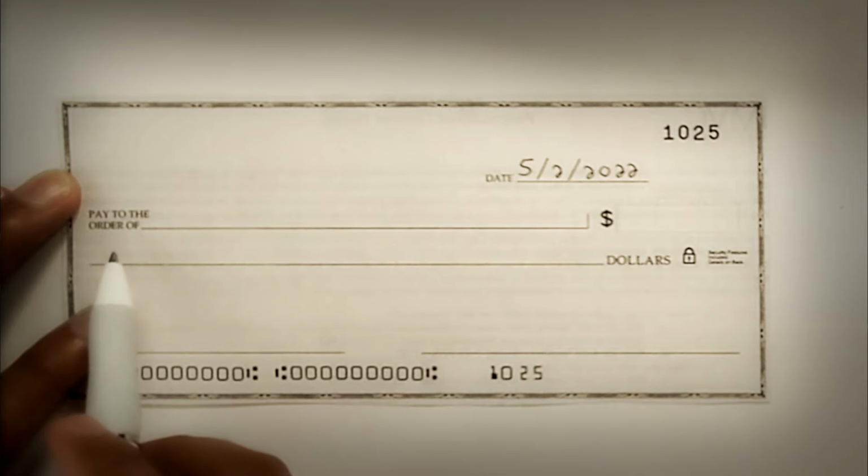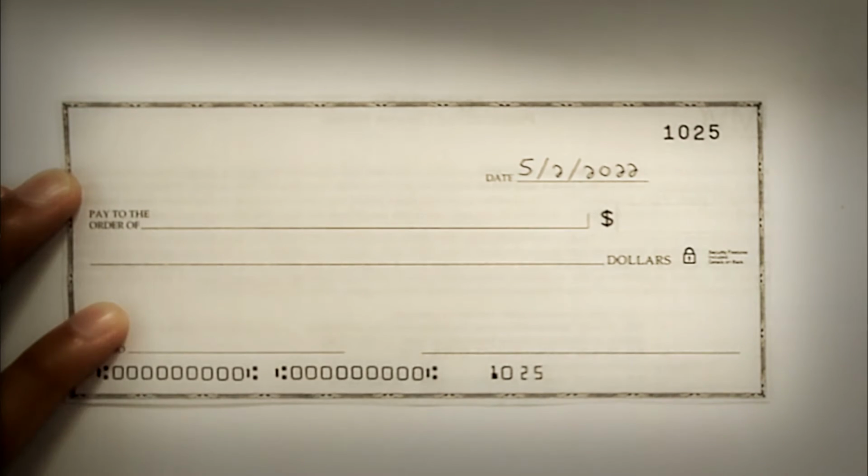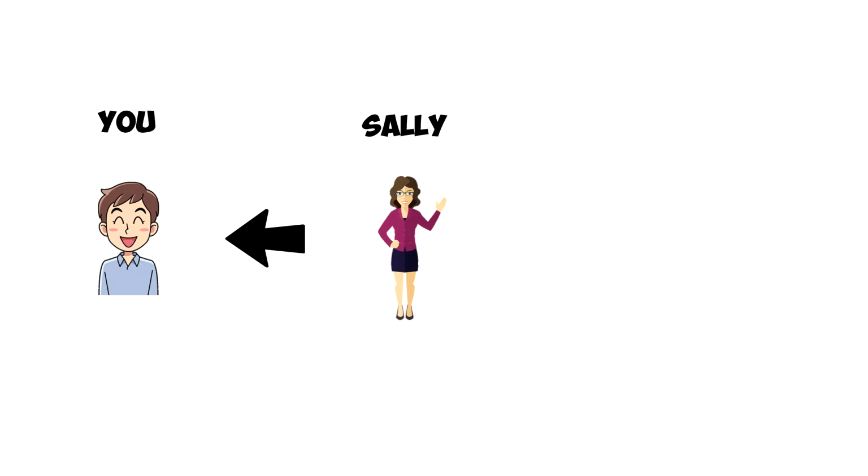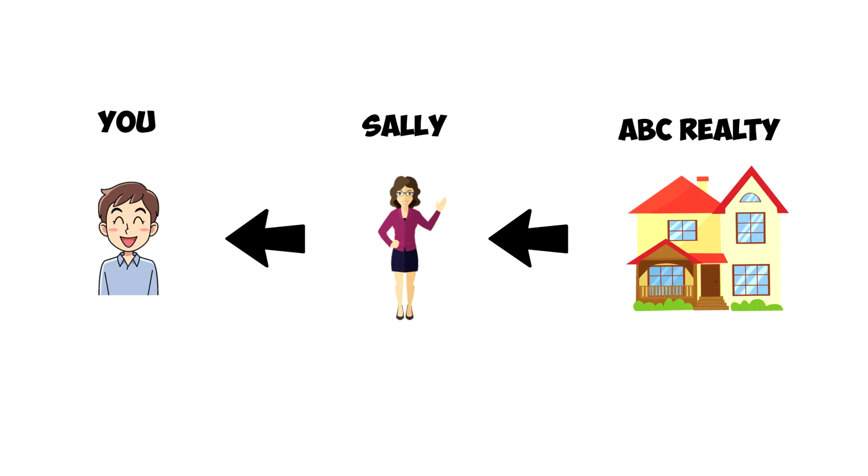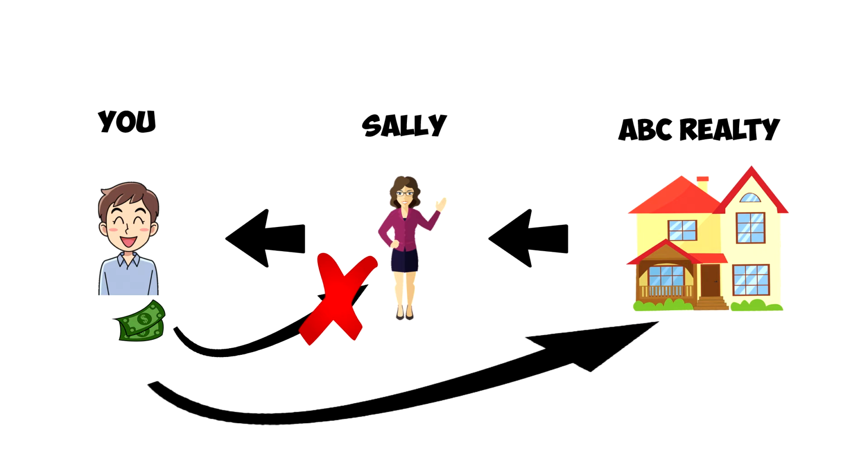Now under pay to the order of, you want to be sure to put the name or the entity this is for. Note that I said entity. This is very important because in most cases, you want to make sure that you are paying the proper party. Let's say, for example, you're working with a realtor, Sally, and they work for a realty company called ABC Realty, and you use their services. So now it's time for you to make a payment. In most cases, you don't want to make the check out to the individual Sally, but rather you want to make the payment out to ABC Realty so that there's a legal paper trail for accounting purposes.